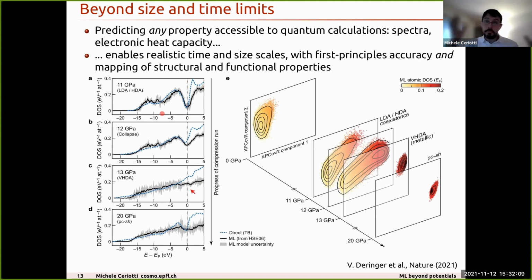for boxes with 100,000 silicon atoms simulated for tens of picoseconds. And we could basically compute the density of states with hybrid DFT accuracy, and it's fair to say that it's out of the question to compute HSE06 over a box of 100,000 atoms.